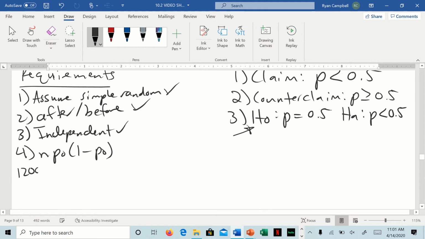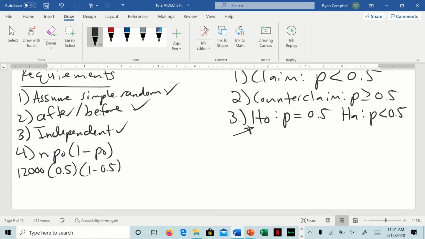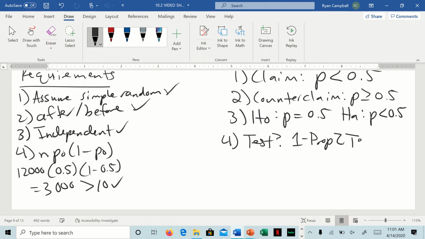All right, so now we can do our requirement. So we get 12,000 times 0.5 times 1 minus 0.5. And we get 3,000, which is definitely bigger than 10. So we can continue with this problem. Number 4, what kind of test are we doing? It's one prop z test, right?